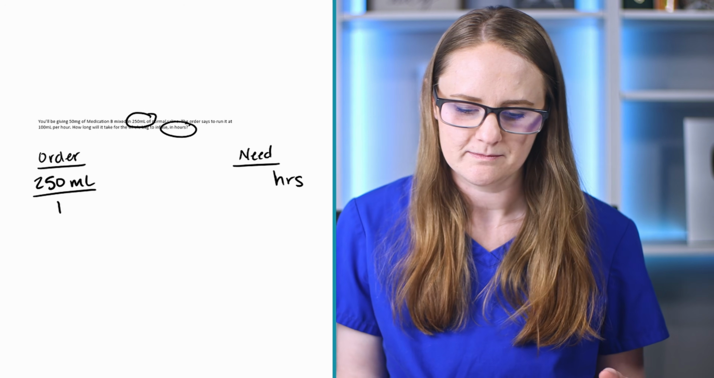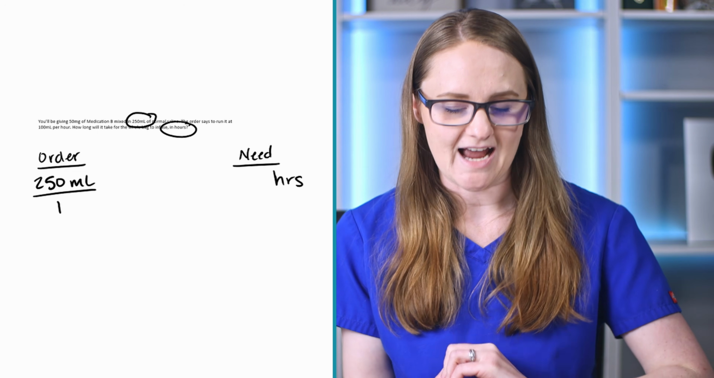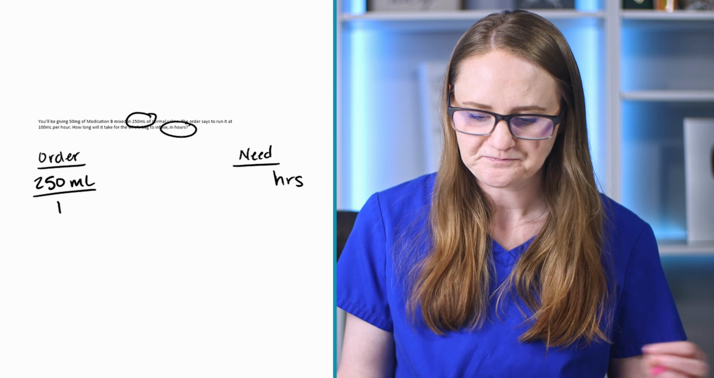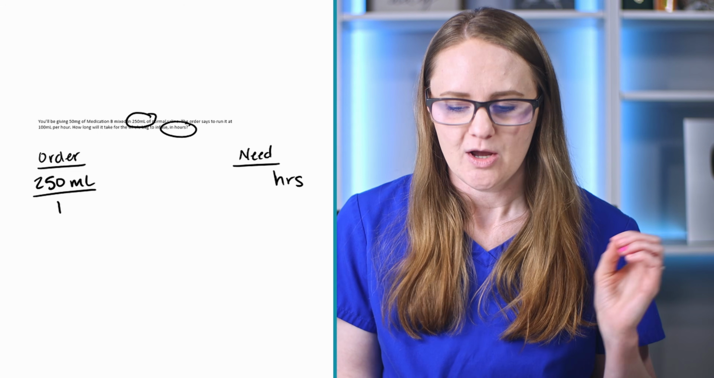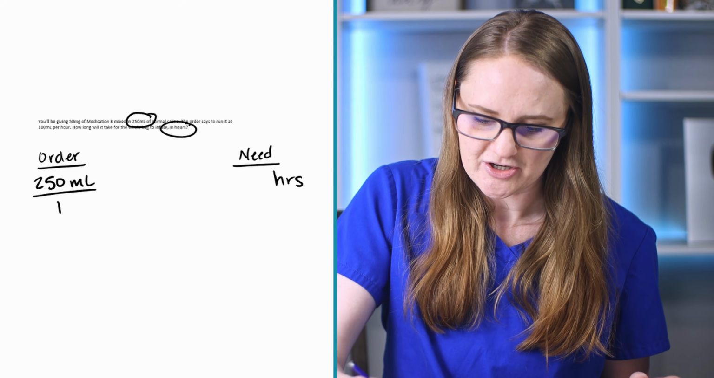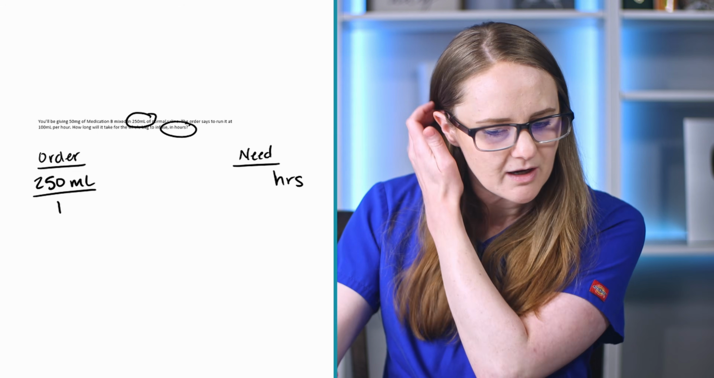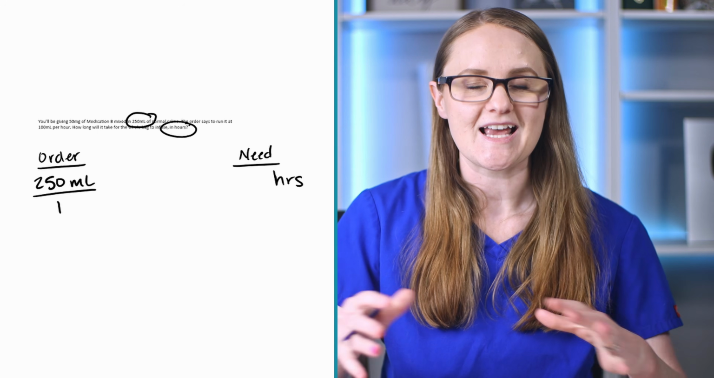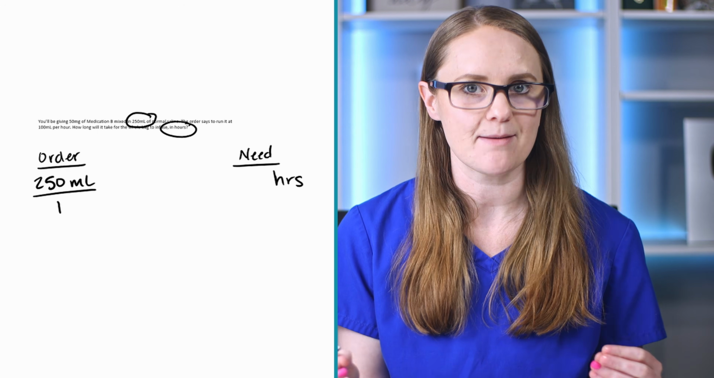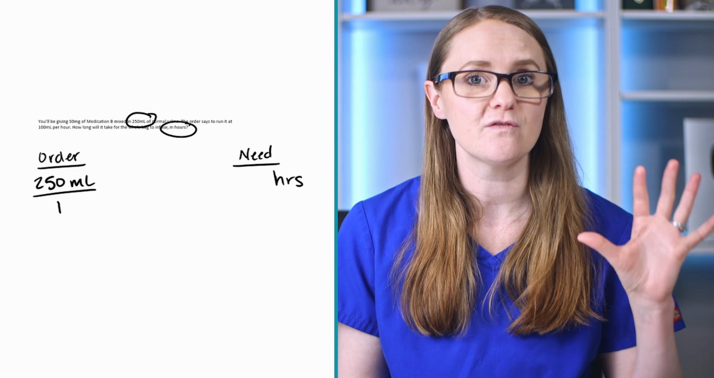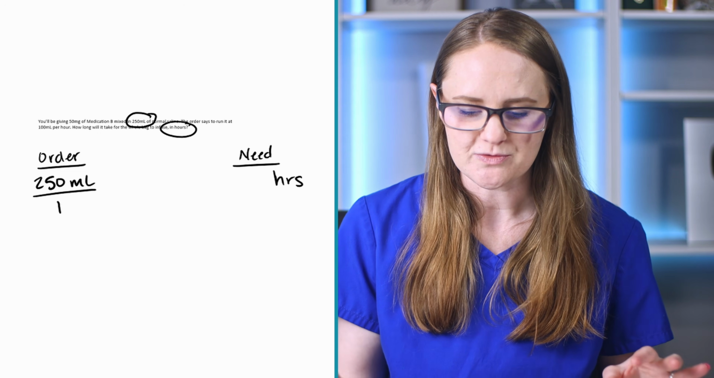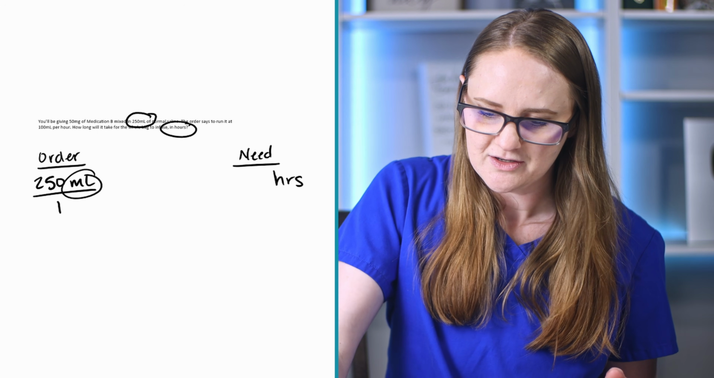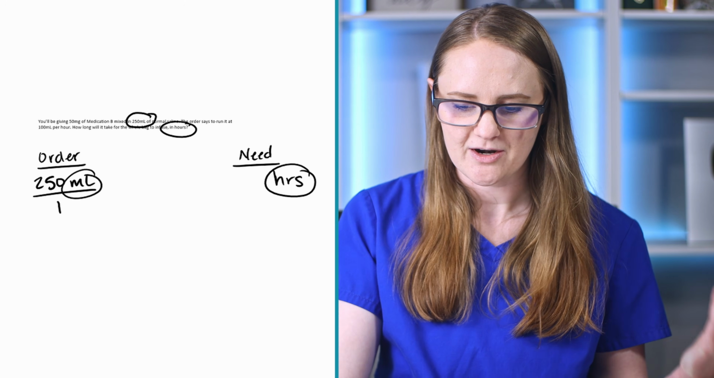So that's over 1. Okay, so we have what we need. That's hours. Now we have what's ordered. That's 250 milliliters, okay? So now somehow we need to get from milliliters to hours, okay? So now what does the question say? Does it give us any conversion factors? This is step number 3. Are there any conversions that we can use? How do we get from milliliters, from this milliliters right here, to hours right here? How do we do that?